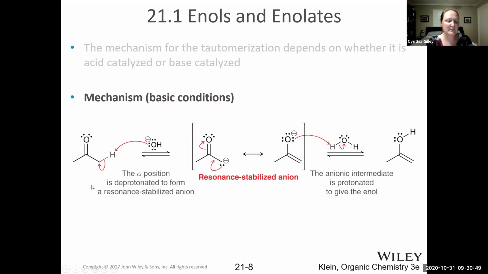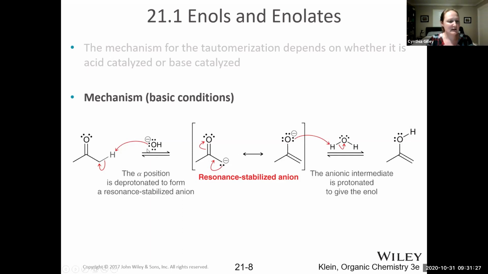Let's look at the mechanism of tautomerization of a ketone to an enol under basic conditions. So if we have sodium hydroxide, that's a base, and it's very likely that it can pick up a proton from the alpha position. Eventually, we'll talk about how acidic these protons are. That can leave an anion at the alpha carbon that's resonance stabilized and partially delocalized up to the oxygen atom. And after protonation with water, we get to the enol structure.